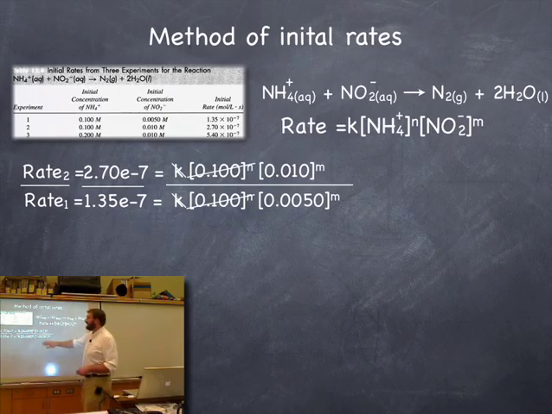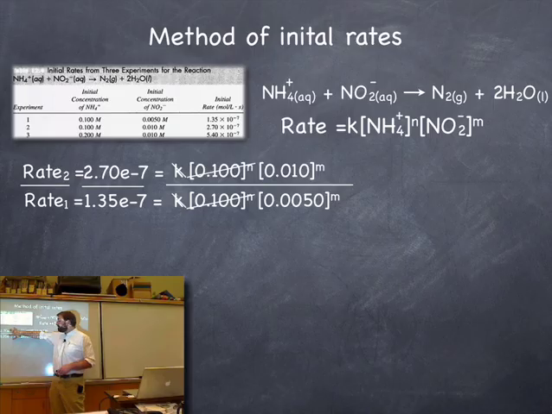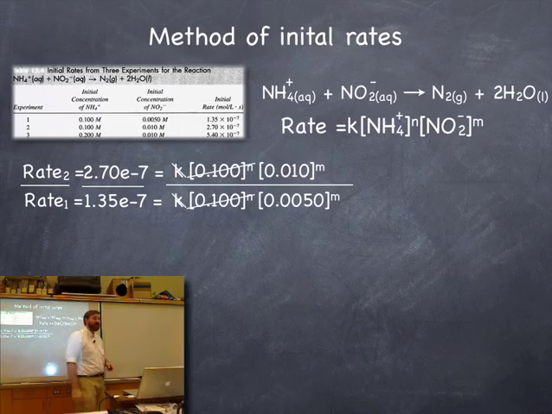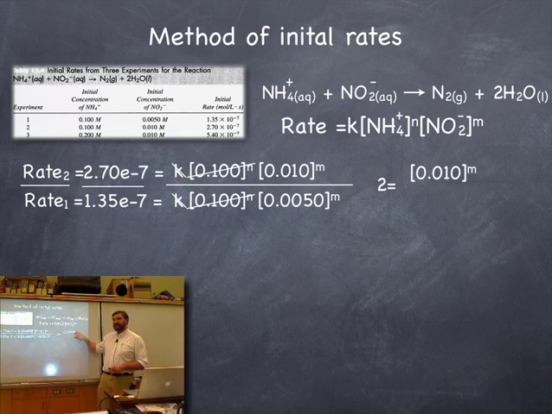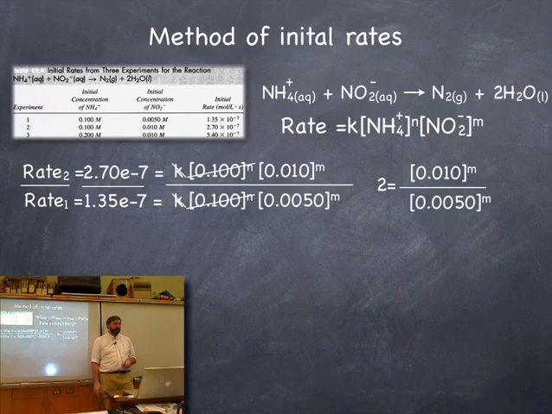So now I go through and I can divide these out. 2.7 times 10 to the negative 7th divided by 1.35 times 10 to the negative 7th. What's that? It's 2. So I divide that out and it becomes 2. So I have 2 equals 0.01 to the m power divided by 0.005 to the m power. So how did you get 2 again? I divided 2.7 by 1.35.